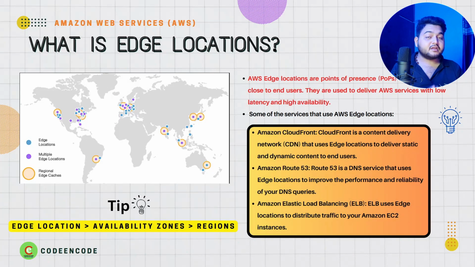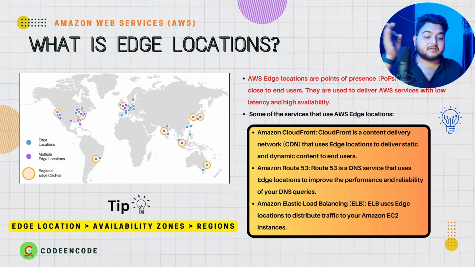What is an edge location? So edge locations are points of presence, or we call them POPs, that are located close to end users, right? They are used to deliver AWS services with low latency and high availability. Why? Because they are made for that purpose only, so that there will be no downtime, right? Edge locations have been created so that there should be no downtime in the application. This is made for that purpose only. So there is a very low chance that your application will go down for a particular moment of time, right?